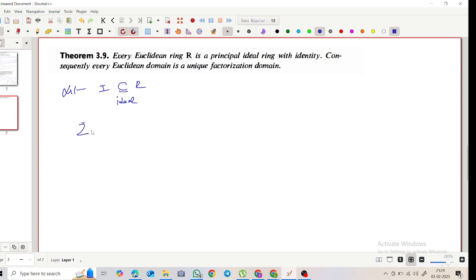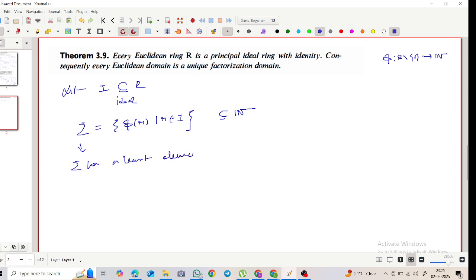So define sigma to be phi(r) for r belongs to I. You have that map. Don't forget it. Since it is a Euclidean domain, you have that map. Now this is a subset of the natural numbers. So sigma has a least element by the well-ordering principle.